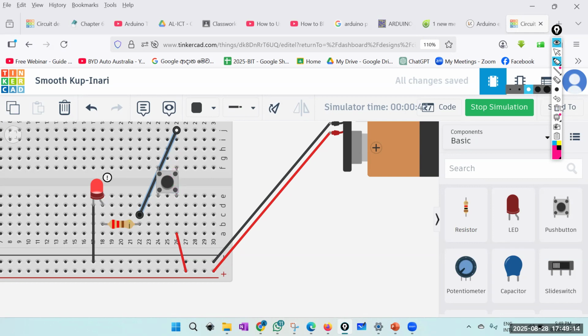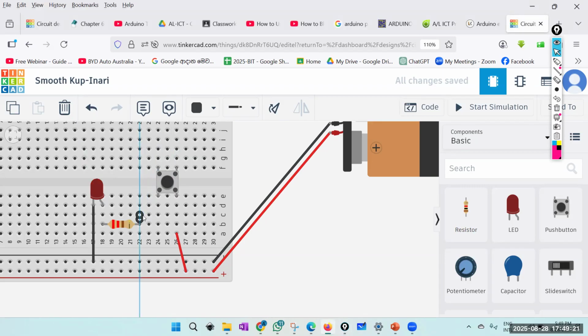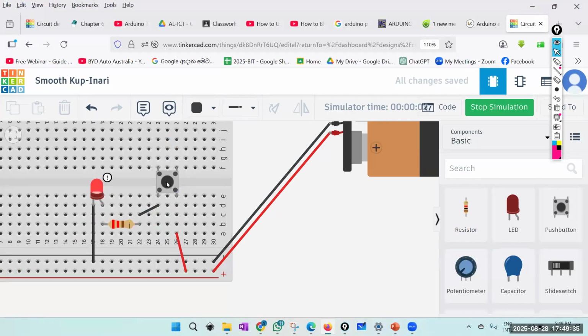Okay, so therefore I'll stop it, and I'll connect it the normal way. So usually you use the same side. Same side. Okay, right. So now it should be working as a normal push button. Initially it must not have the current, but when I push, it should be working. Okay, it must be working.